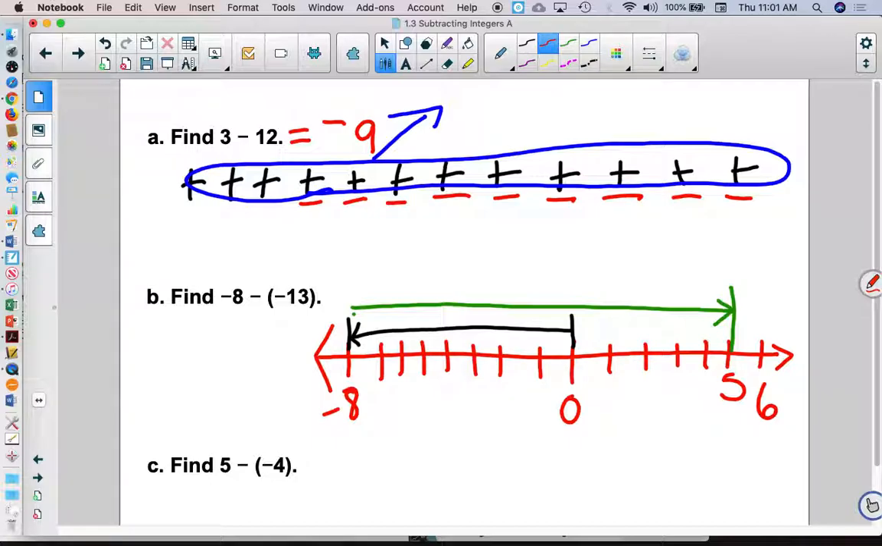Okay? Minus 13. Wait a minute, it's minus, minus. I didn't do that right. No, I did do it right. And where are you at? Positive 5. See how it works?